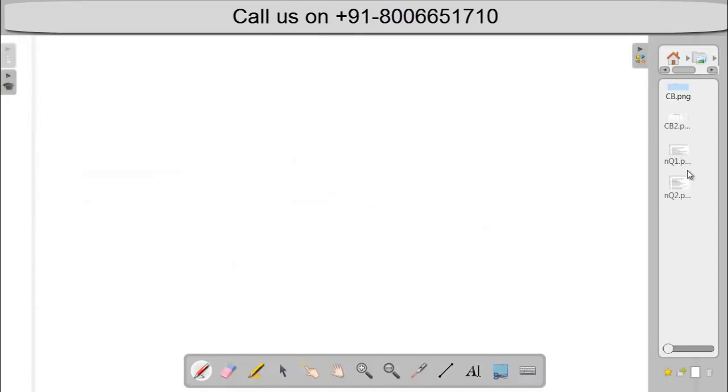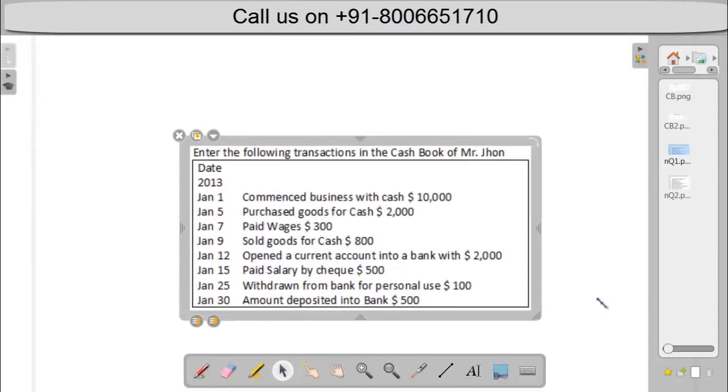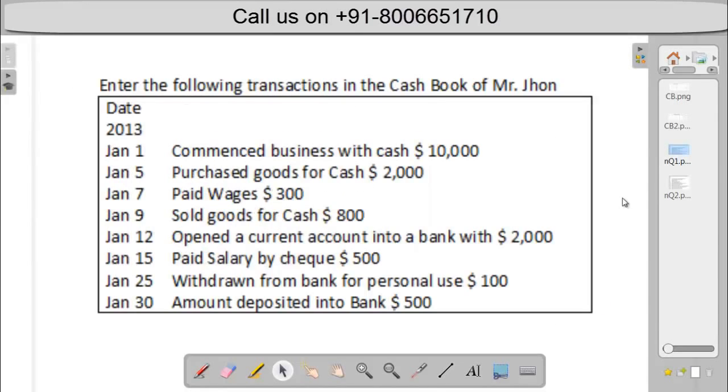So we will take one question, and with the help of that question we will understand. This is our question. This is the instruction: enter the following transactions in the cash book of Mr. John. Mr. John is the proprietor of the business, and during the month of January, these are the cash transactions.